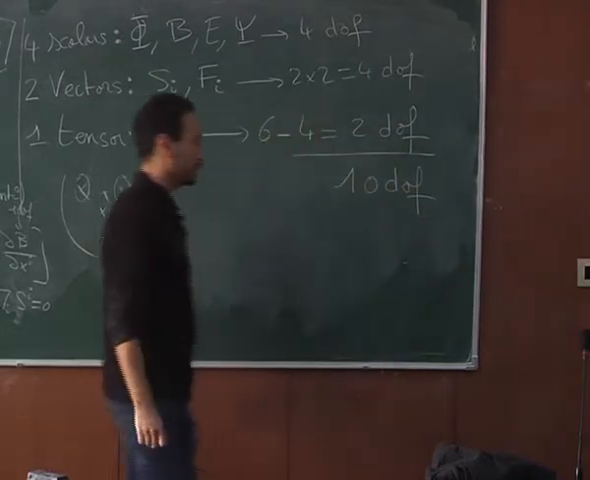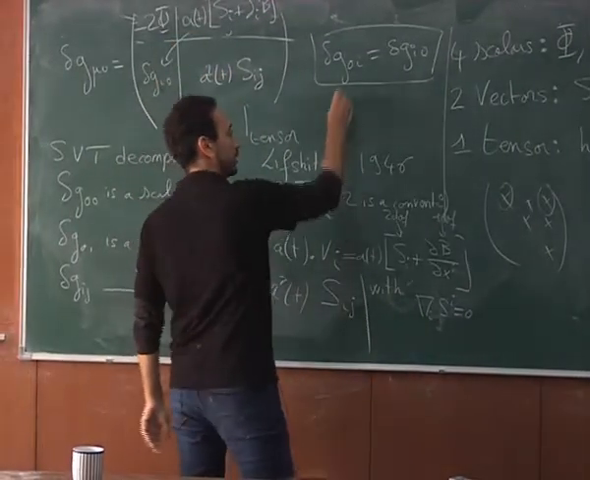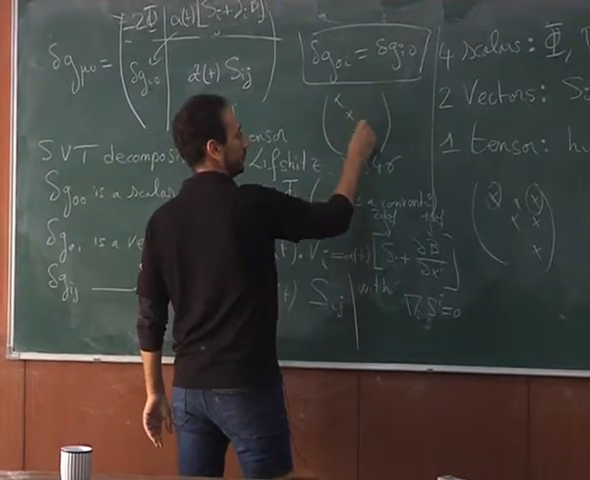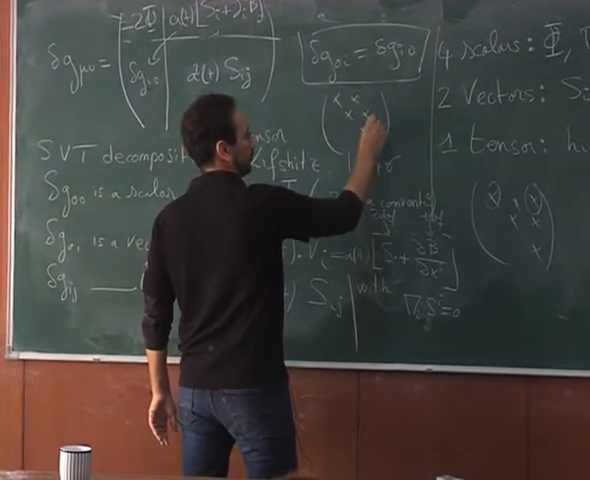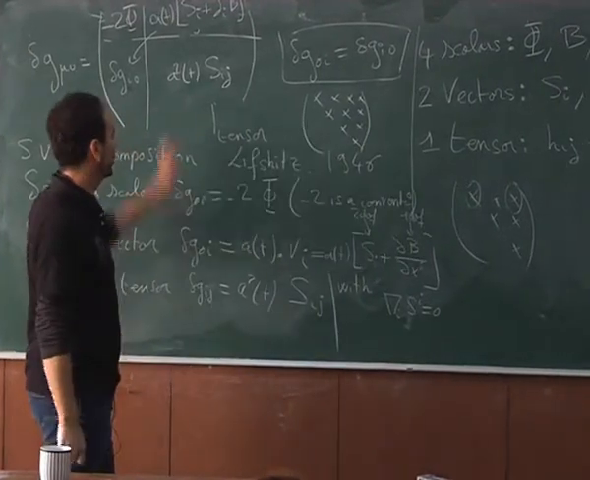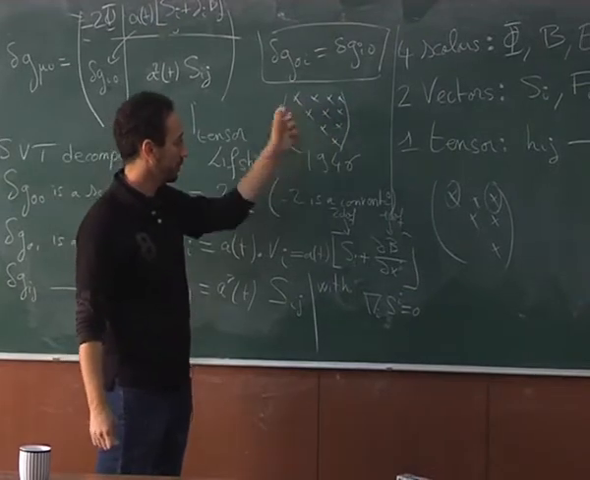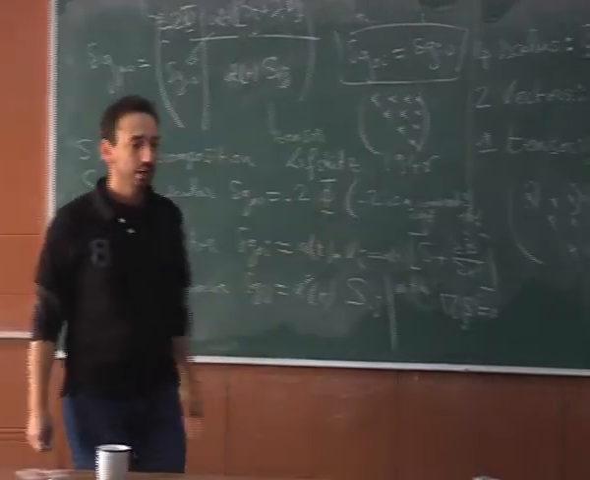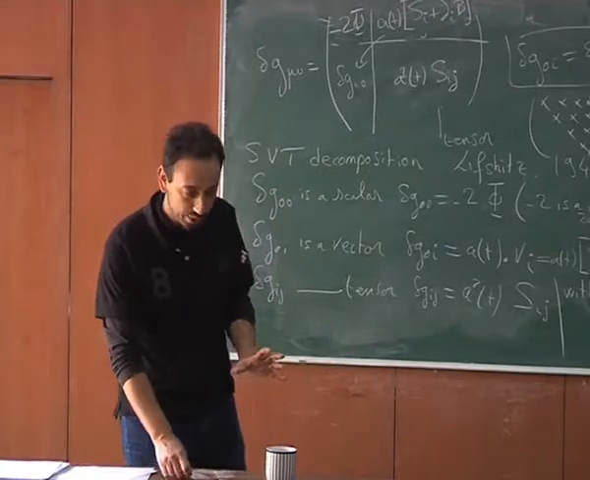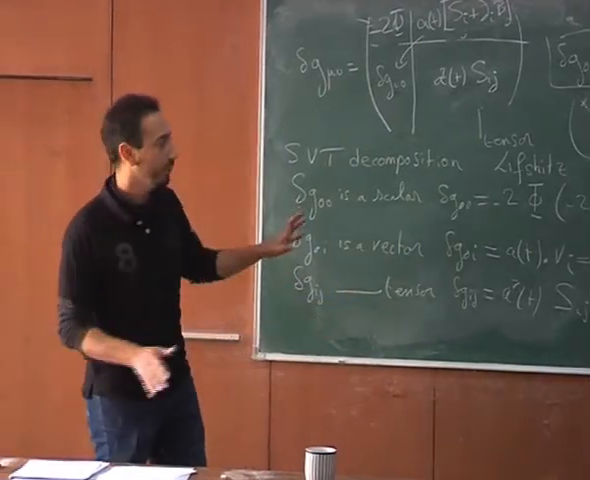And this is what we should expect from a matrix which is 4 by 4 symmetric. These are the components of this matrix. 4 plus 3 plus 2 plus 1 is 10. It's symmetric, so this depends on this. So these are the 10 degrees of freedom. So we didn't lose anything. What we did is just a decomposition. And with that, it will be much simpler.